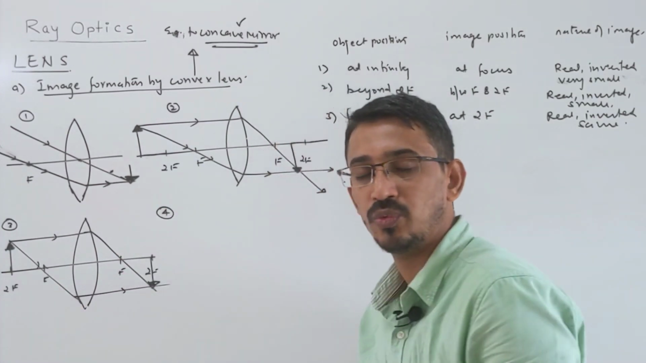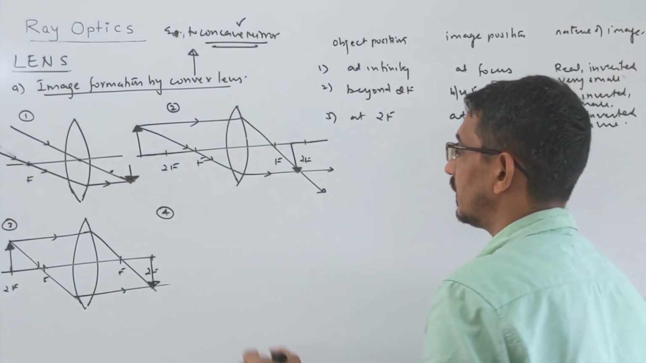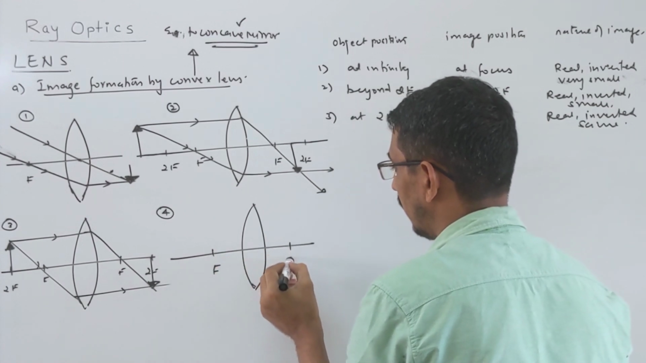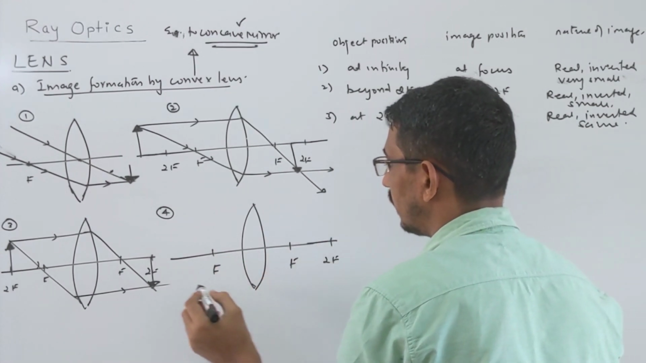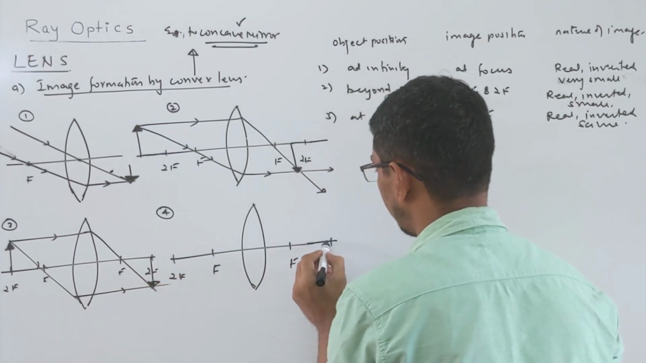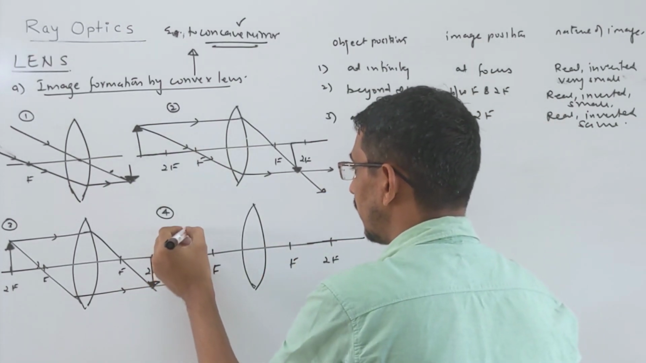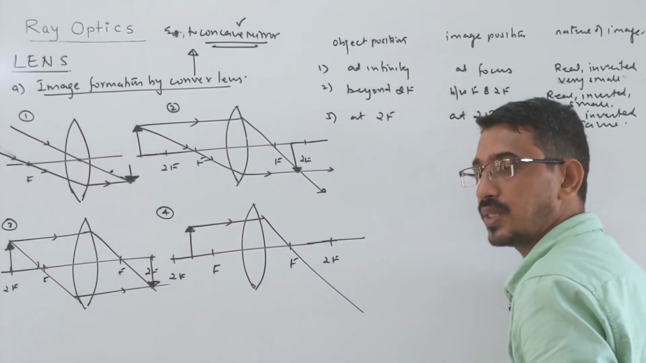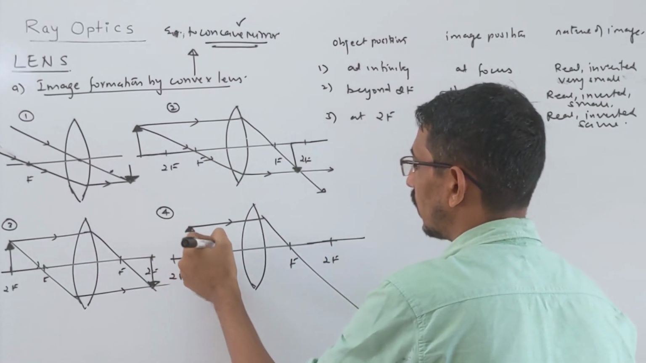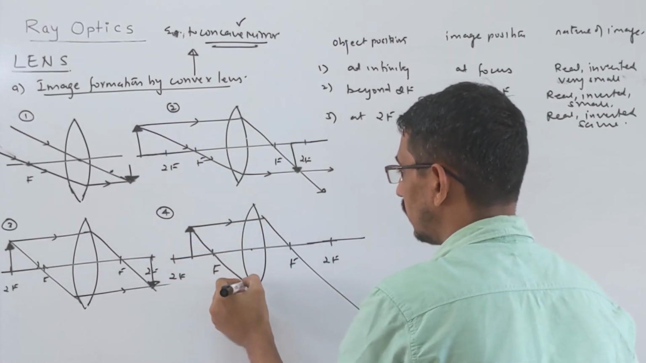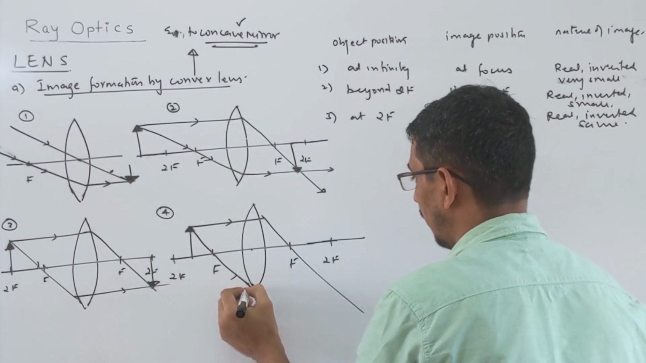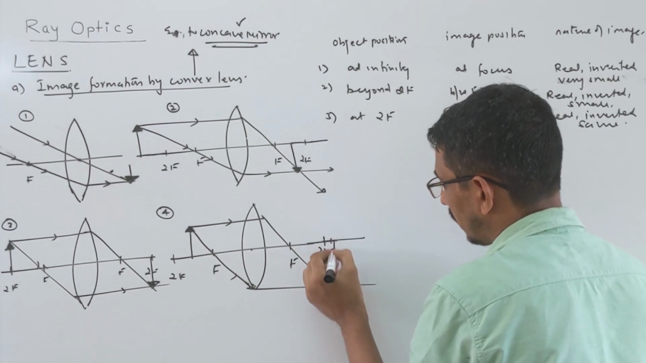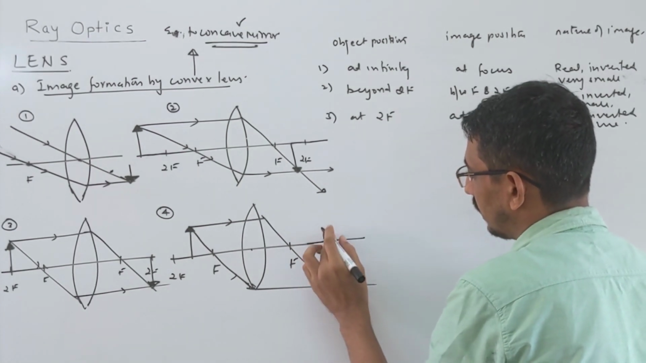Okay, let's go to the next case, case number 4. You bring the object even closer, you put it between f and 2f, right? So this is your lens, this is f, this is 2f, and this is 2f. Okay, the object is placed between f and 2f. Here one ray coming parallel passes through the focus. One ray passing through the focus becomes parallel. So they should meet after 2f. My drawing is not very good. Okay, here they are meeting, correct?